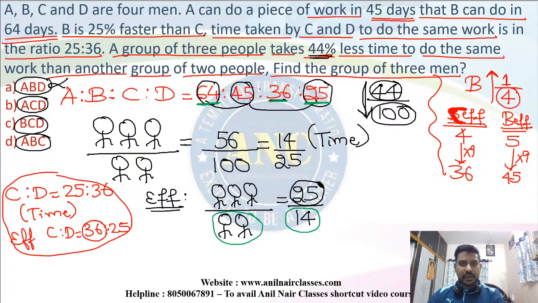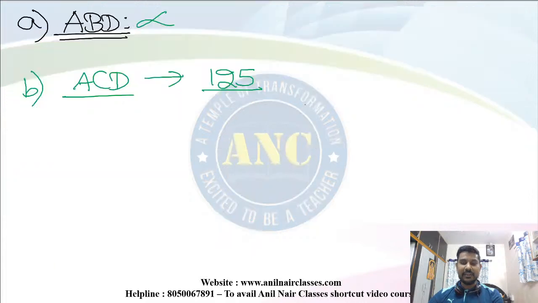AB is not giving. BC is nothing but 45 plus 36, right? Yes, 45 plus 36. It's not a multiple. BD, 45 plus 25. It is 70. So, I will choose BD here so that it will be 70.